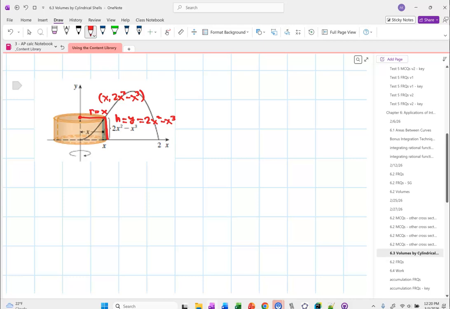Is everybody okay visualizing what we're seeing here? So my volume is going to be the integral with respect to x of 2 pi r times h delta r. Does everybody feel okay there?